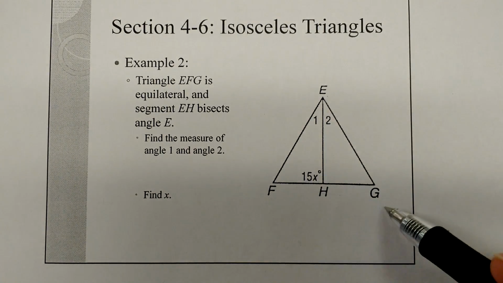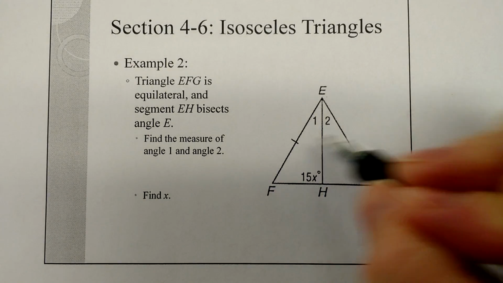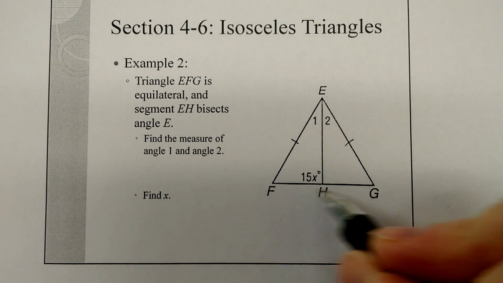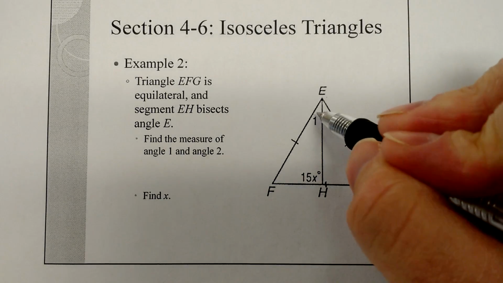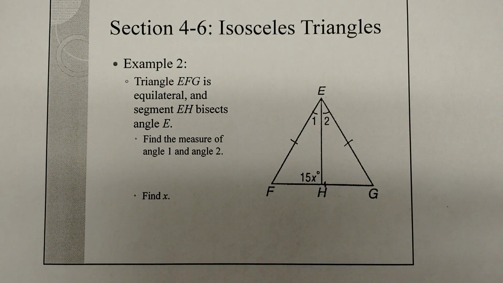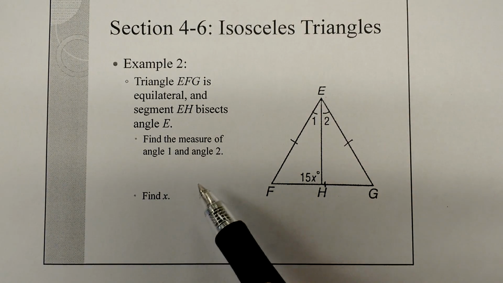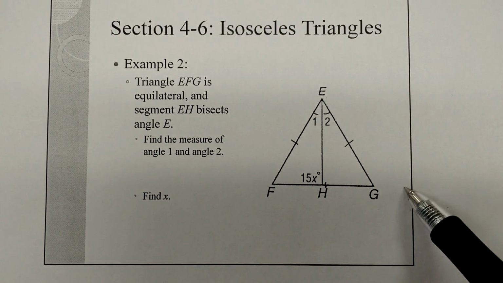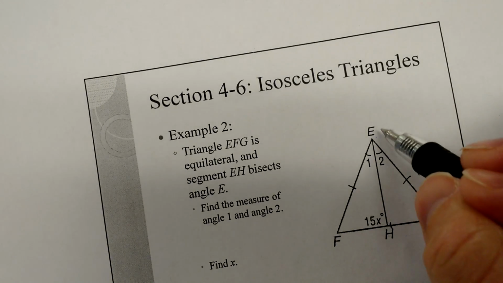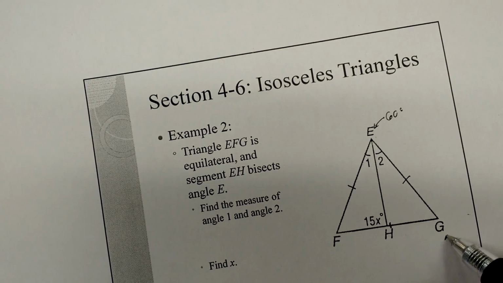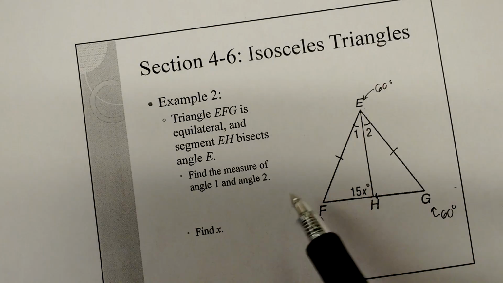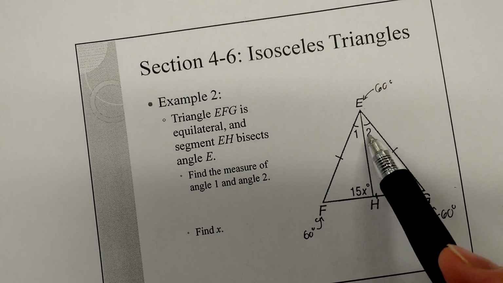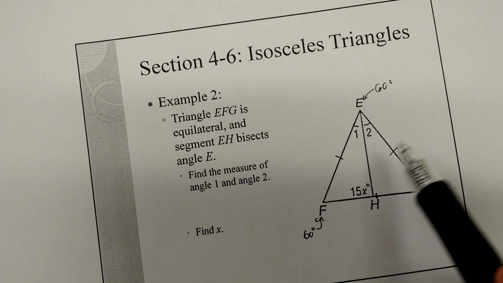Alright, and our last example here. It tells you that EFG is equilateral, so I know that that is congruent to that, which is congruent to all of that down at the bottom. And segment EH bisects angle E, which means that I know that that and that are equal. It says find the measures of angle 1 and 2. Now, if EFG is equilateral, that means that angle E is 60 degrees, angle G is 60 degrees, and angle F is 60 degrees. And if EH bisects angle E, that means it splits it into two equal parts.